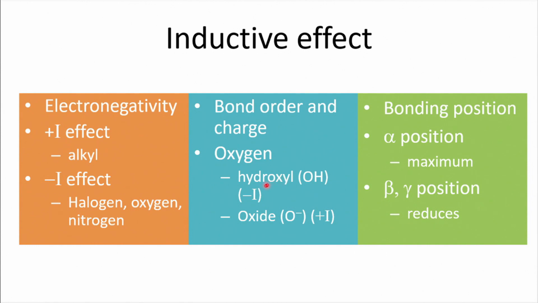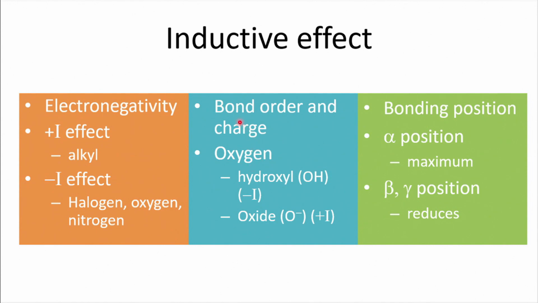So, hydroxyl group is minus I effect, but oxide group basically has an additional negative charge here. Due to which this is actually electron rich, even though oxygen is electronegative, this is having more number of electrons. So, basically this oxide donates electron to the carbon, that is why this is called a plus I effect. So, you cannot simply say oxygen is always minus I effect because it is electron withdrawing.